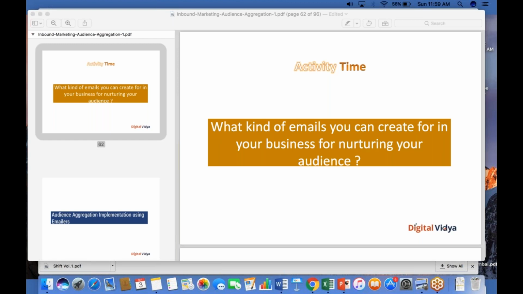Looking at Sudeep's response, email strategy for a travel company selling packages.